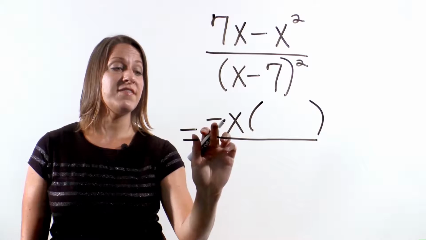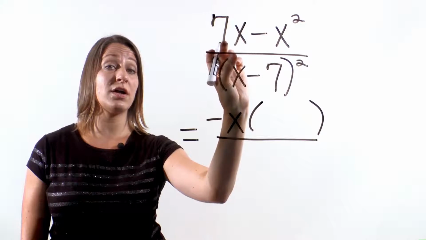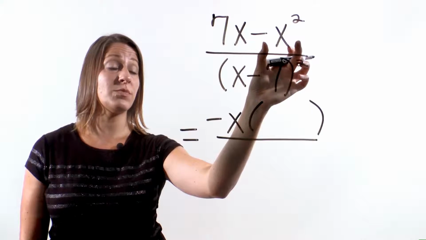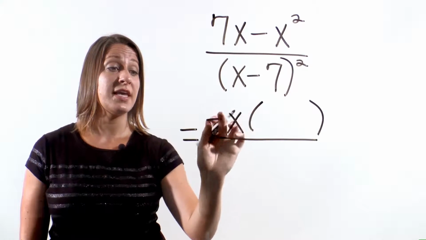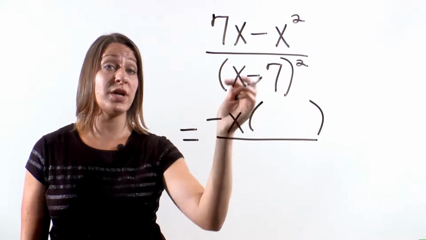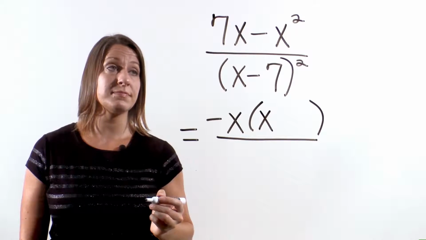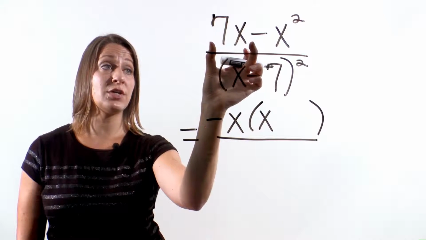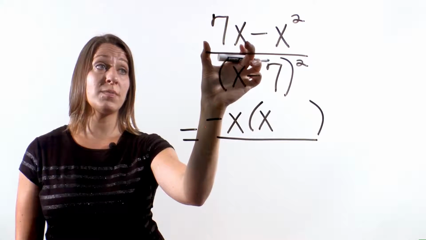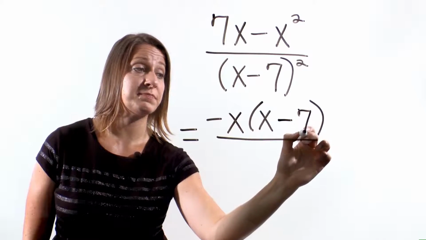And here we go. If I factor out a negative x, and I'm going to put this problem in descending order at the same time, so watch carefully. If I start with this term first, because it has the highest degree, if I factor a negative x from a negative x squared, I'm left with a positive x. Now I'm going to go to this term. If I factor a negative x from 7x, I'm left with a negative 7.